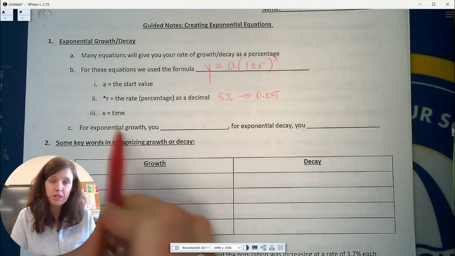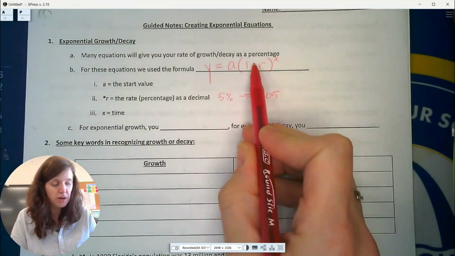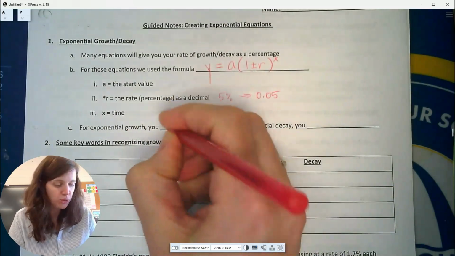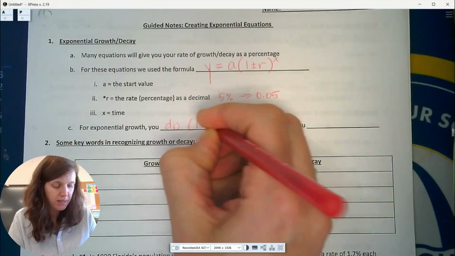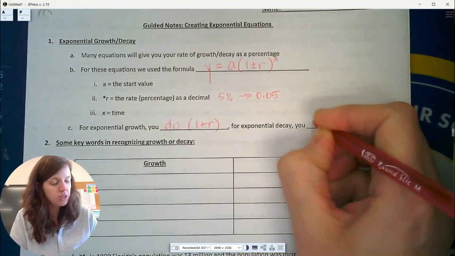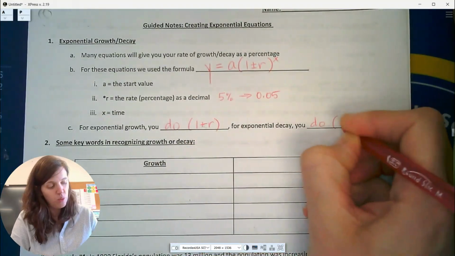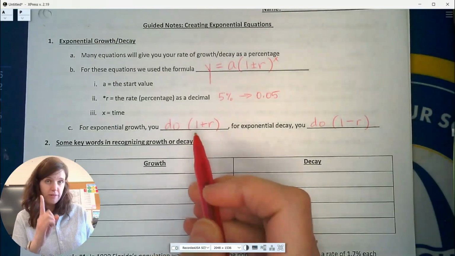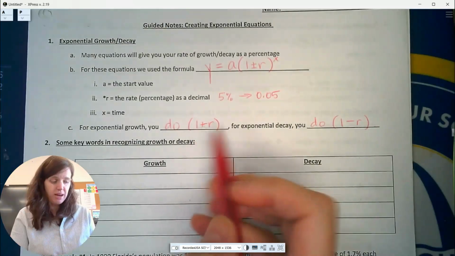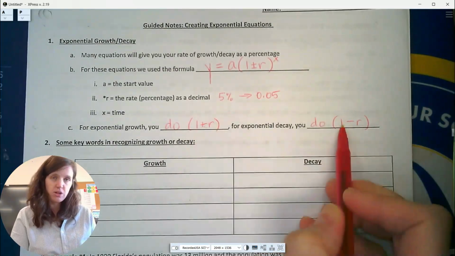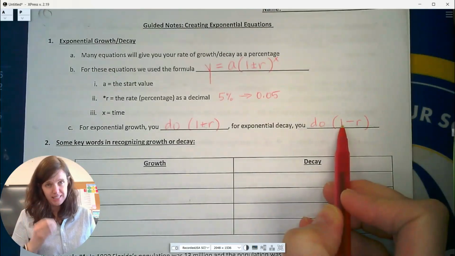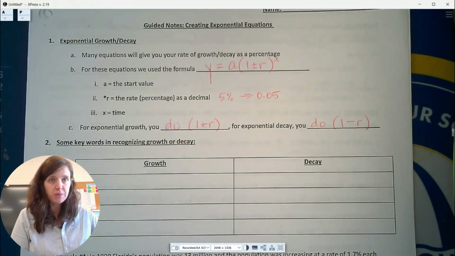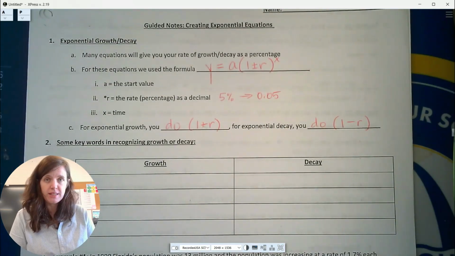So if you have exponential growth, notice I wrote two things here: plus or minus. If you have exponential growth, then you are going to do 1 plus your rate. But if you have exponential decay, you're going to write 1 minus your rate. Clearly, if I start from 1 and add to it, I'm going to be increasing by that amount. If I start from the whole number 1 and subtract from it, then I'm going to be decreasing by that amount.